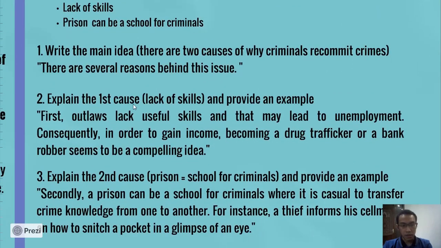This is where you explain the first cause or lack of skills, and then you provide an example. This is an example. First, outlaws lack useful skills, and that may lead to unemployment. Outlaws has the same meaning with offenders or bad guys. And then, consequently, in order to gain income, becoming a drug trafficker or a bank robber seems to be a compelling idea. So in order to survive, because they are unemployed, becoming a drug trafficker or a bank robber can be an interesting idea to those outlaws.